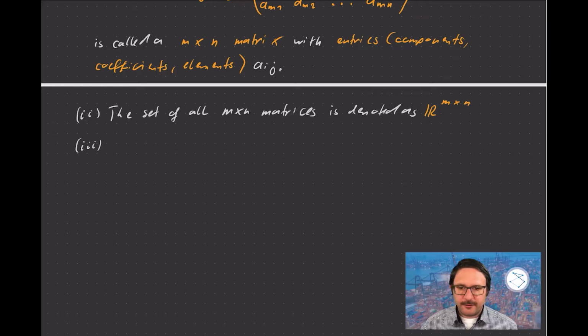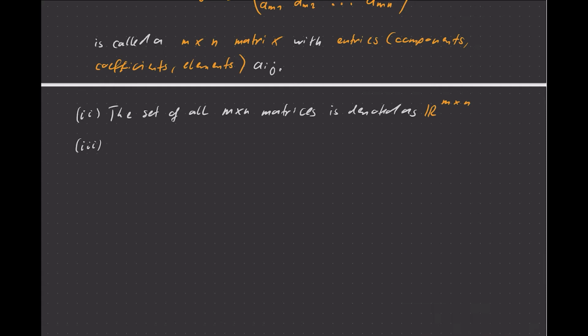Now, for a given matrix, we will always speak of not just the entries, but also of the rows and of the columns of that matrix. So we need to formally clarify what that is. And it is what you would expect, of course. A row is just a vector that corresponds to one row in the matrix. A column is a vector that corresponds to one column in the matrix.